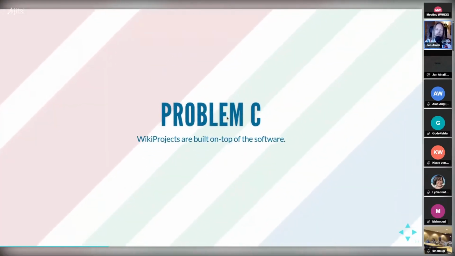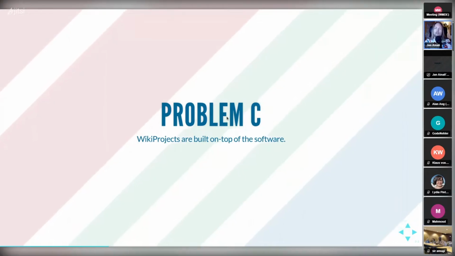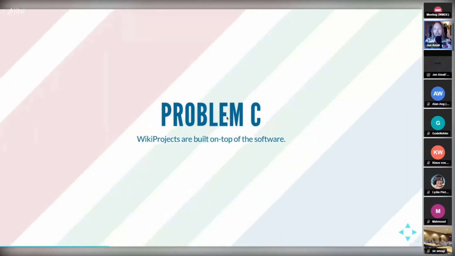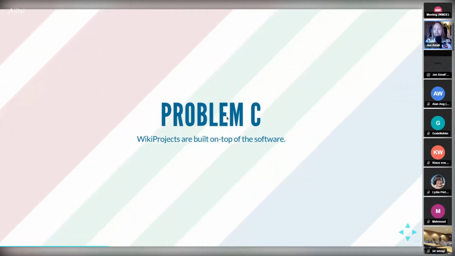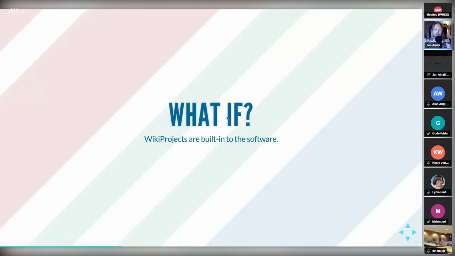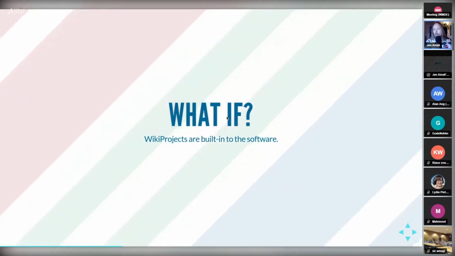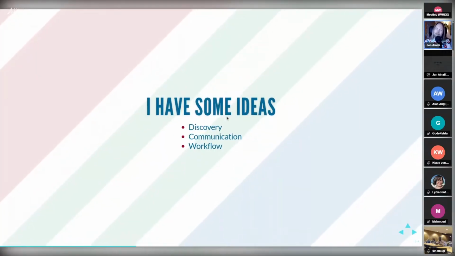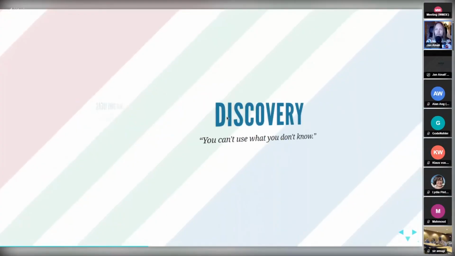And then, of course, and this is also the same for all the Wikimedia projects, it's built on top of the software. We're holding this together with templates, modules, and bots, and trying to do the best that we can. But what if WikiProjects would be more built into the software and supporting us more in our work? I have some ideas I will share with you. So I'll group these in discovery, communication, and workflow.